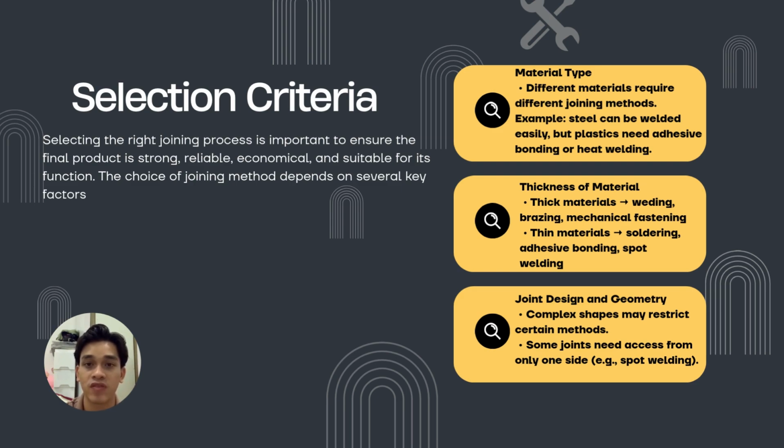Second is the thickness of materials. There are two types of material, which are thick materials and also thin materials. For thick material, we use welding, brazing, and also mechanical fastening. For thin material, we use soldering, adhesive bonding, and also spot welding. Lastly is the joint design and geometry. Complex shapes may restrict certain methods. Some joints need access from only one side, for example, spot welding.